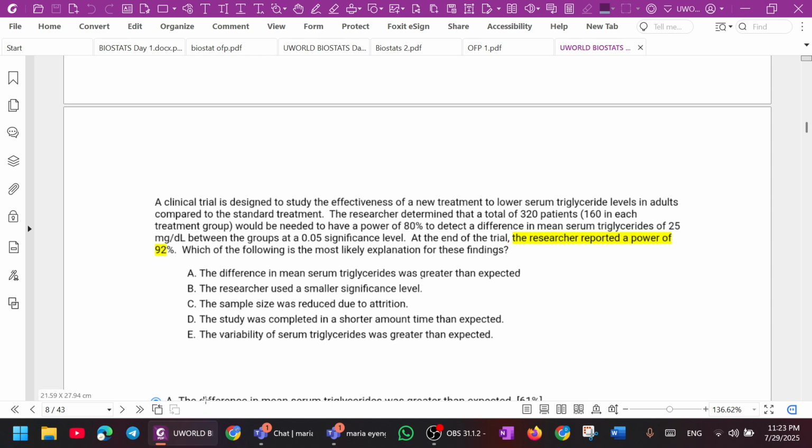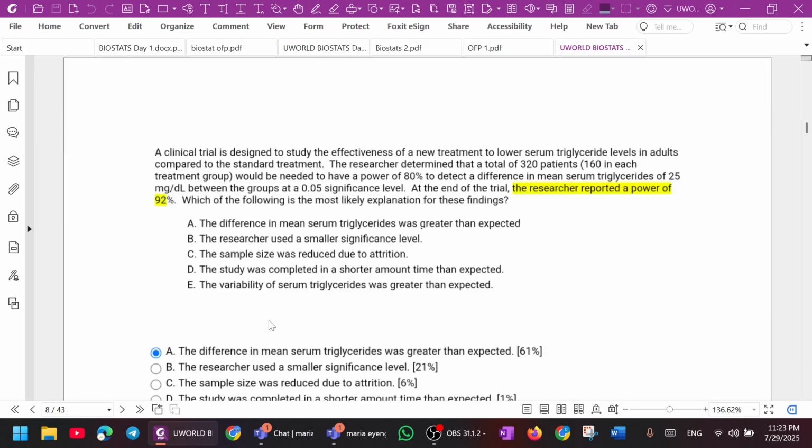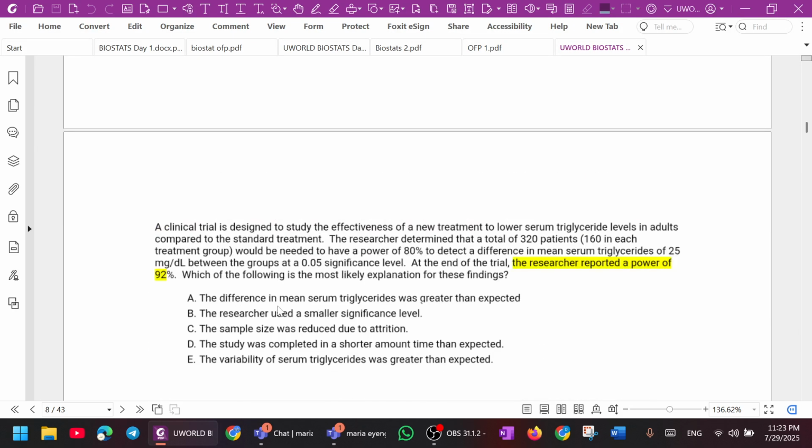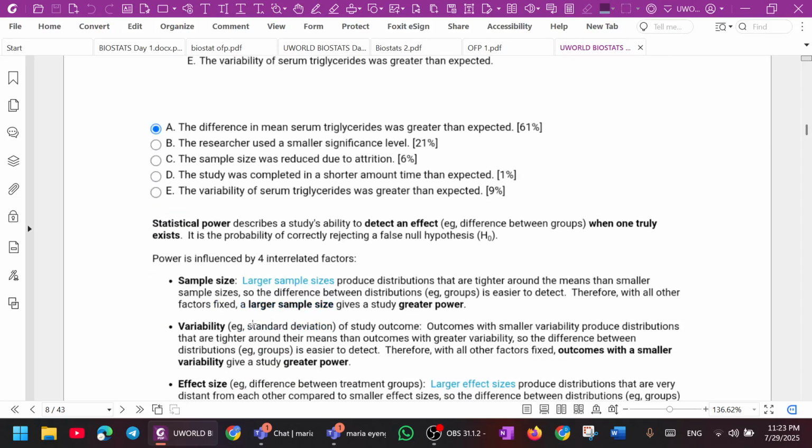Option D, the variability of the serum triglyceride was greater than the expected variability. With variability, it is opposite. If power is increased, variability should be decreased. But here variability is greater, so it is not that. So maybe option A. I think it's option A. Let's check. You're right, it's option A. You are getting this. Let's read the explanation.